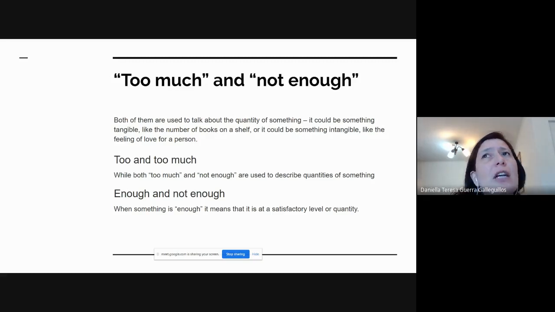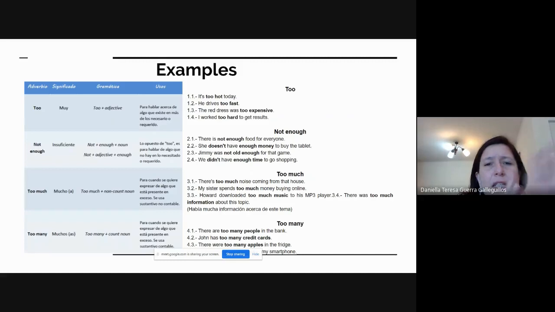But if I say there isn't enough, I'm saying that we need more because it is not sufficient. But those sentences just give you a level of satisfaction that is like regular. It's not excessive, it's not too little. Now look at these examples.